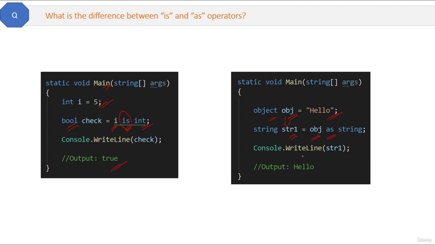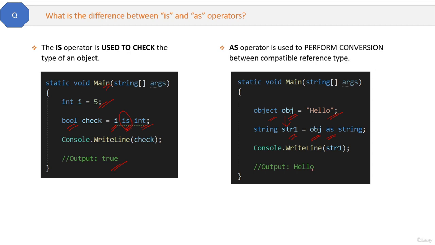So the difference is, first, the is operator is used to check the type of an object. On the other hand, the as operator is used to perform conversion between compatible reference types. You can say one more difference here: the is operator will always return a Boolean type like true or false, whereas the as operator will not return a Boolean type, as I said, because they are different things. The as operator will convert. So this is the answer to this question.